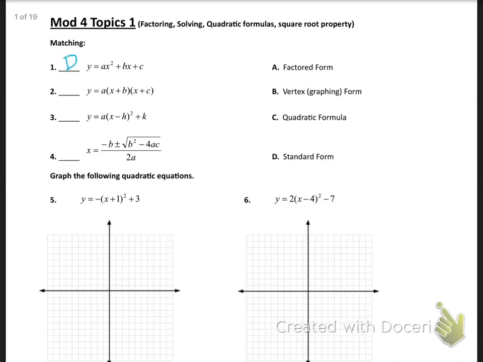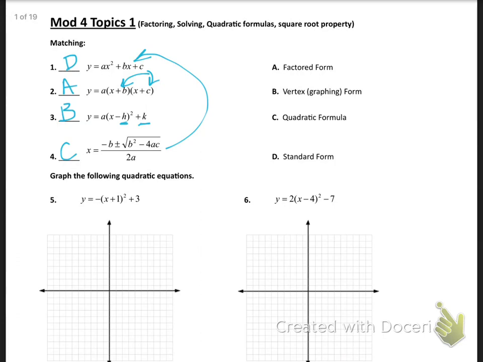Number 2 is our factored form. Remember, factored form we always do with two sets of parentheses. We can get our x-intercepts very easily this way, or our axis of symmetry. The next one here is vertex form. Remember we take h and k, and that's the vertex of my parabola or my quadratic, and you always flip that h value. And then the last one here is the quadratic formula that we use from our a, b, and c. That also finds me my x-intercepts.